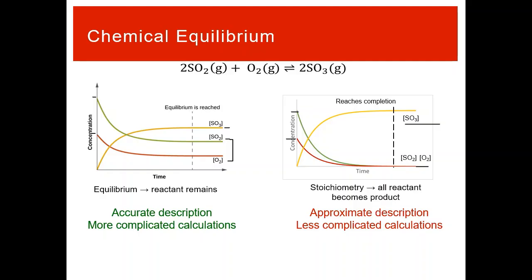Using stoichiometry, you figure out how many moles of SO2 you have, use the coefficients, 2 moles of this gives you 2 moles of product, and convert all the way through. So it is less complicated to use stoichiometry, but it is also approximate. So the question is, when is it okay? When is that approximation valid? When does it give you a reasonable result?